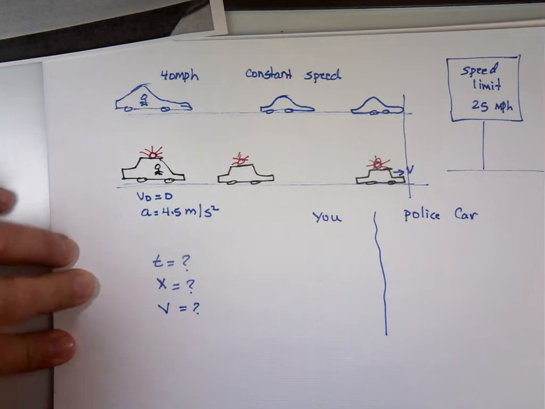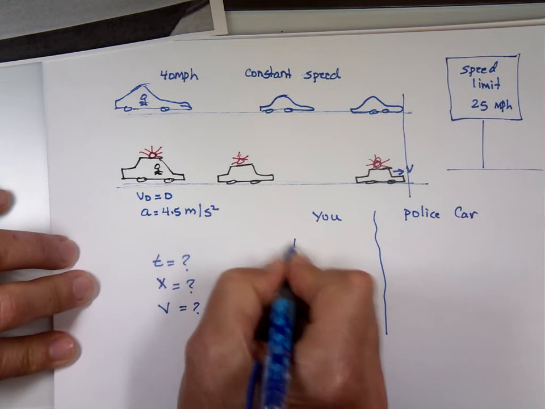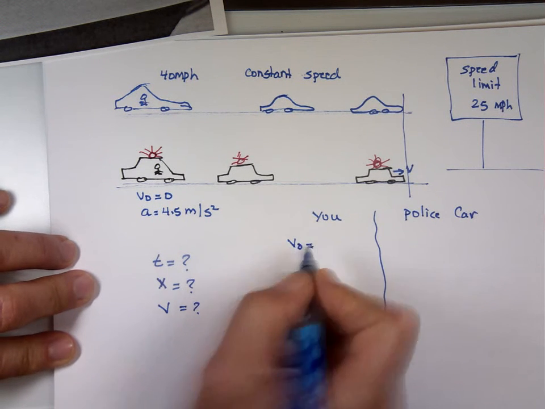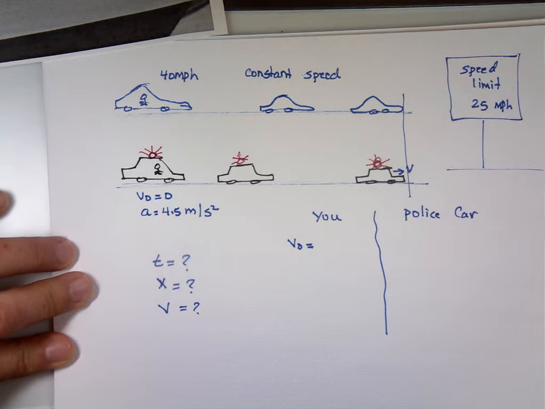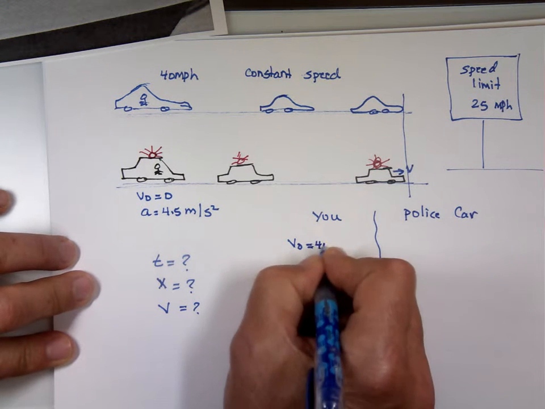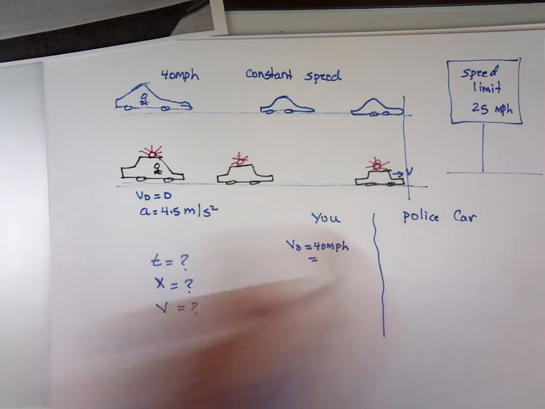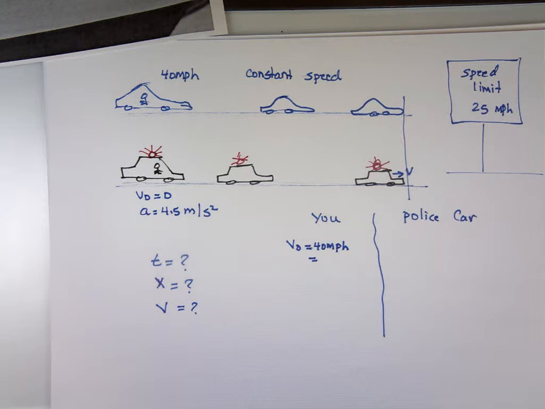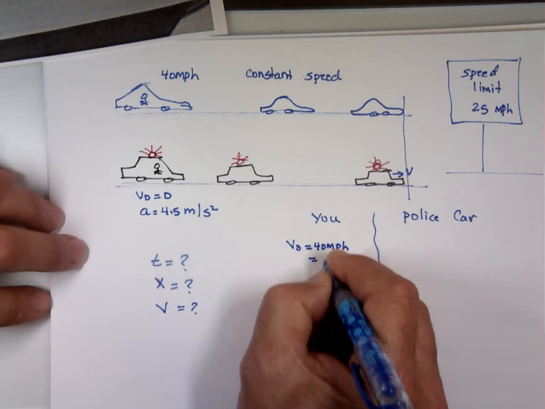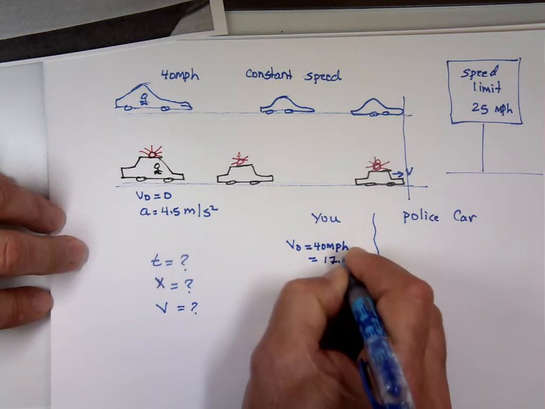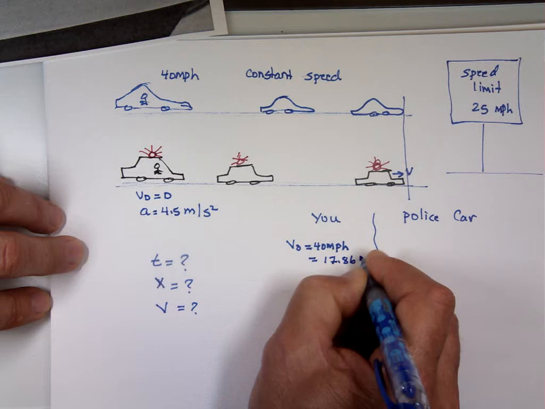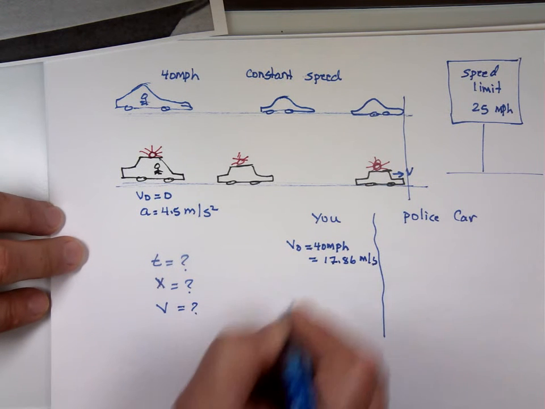For you, what was your initial velocity? 40 miles per hour, right? Let's convert that to meters per second. Divided by 2.24. 40 divided by 2.24 is 17.86 meters per second. What's your final velocity?